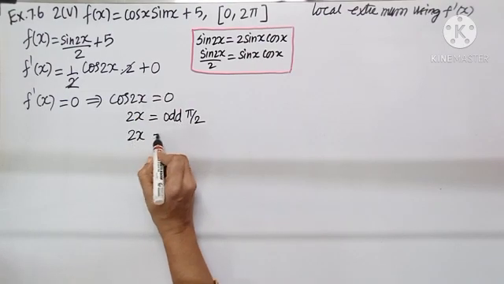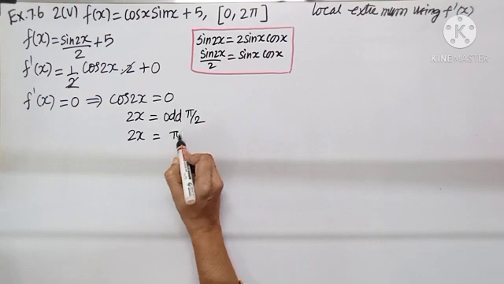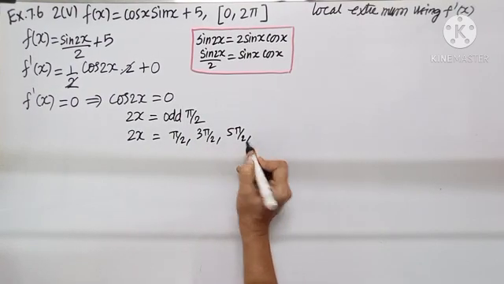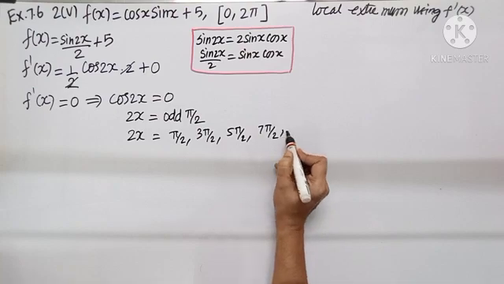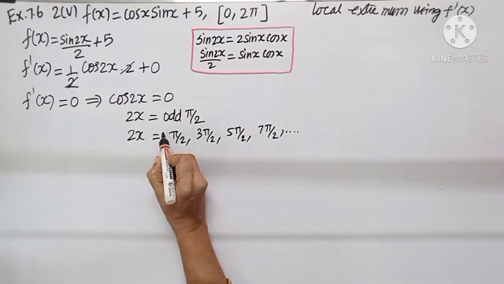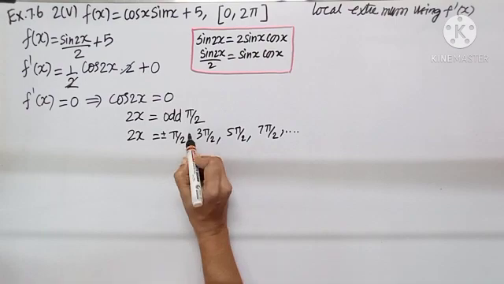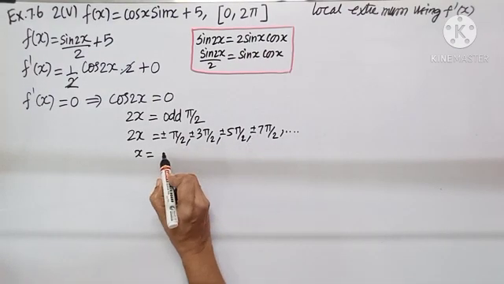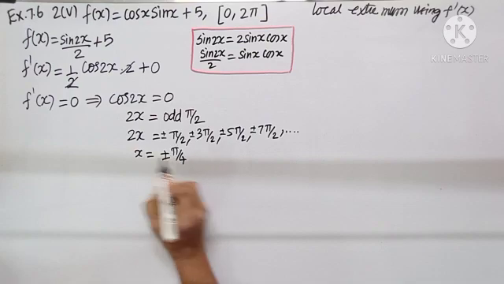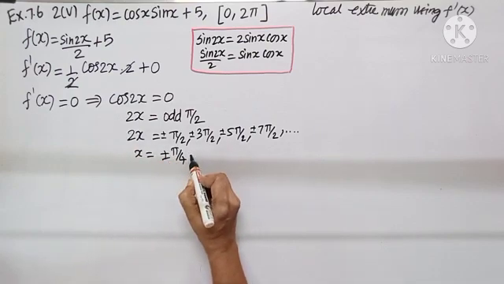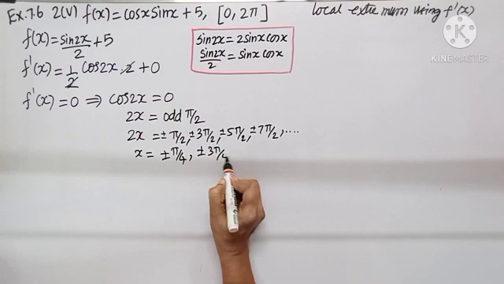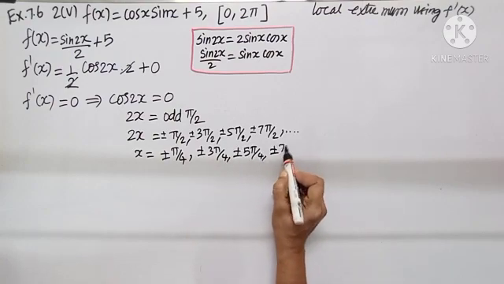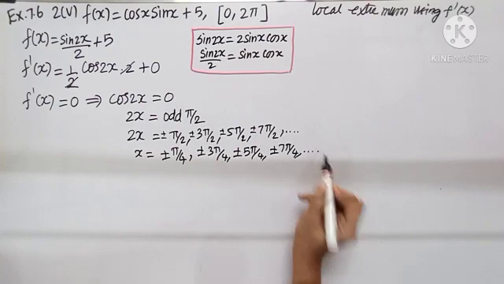What do you mean by odd pi by 2? 1 pi by 2, 3 pi by 2, 5 pi by 2, 7 pi by 2 and so on. It could be either positive or negative. x is equal to plus or minus pi by 4 as I divide by 2, plus or minus 3 pi by 4, plus or minus 5 pi by 4, plus or minus 7 pi by 4 and so on.